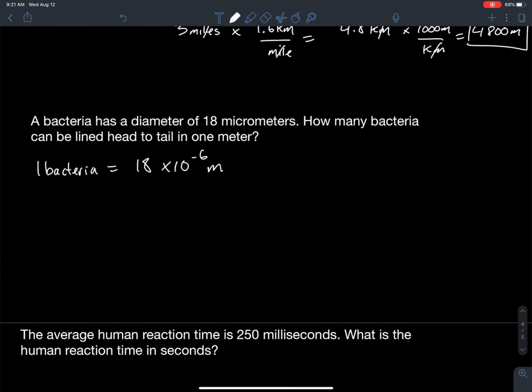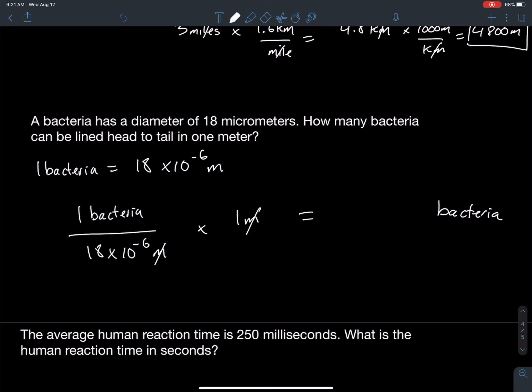So how many of them would fit into a meter? What I can do is have 1 bacteria over 18 times 10 to the minus 6 meters, so that means 1 bacteria per 18 micrometers. And if I multiply by a meter, the meters are going to cancel out, and it would leave me with the unit bacteria.